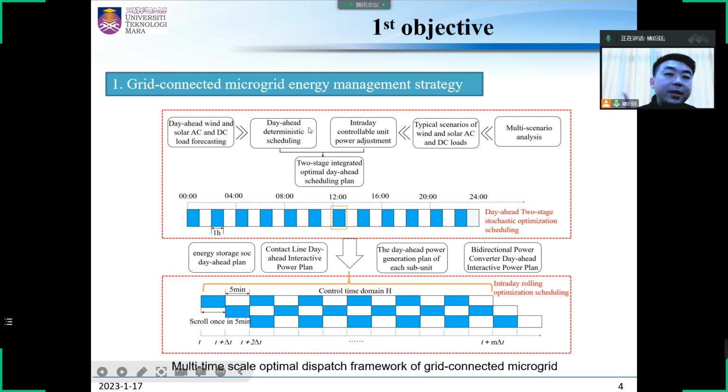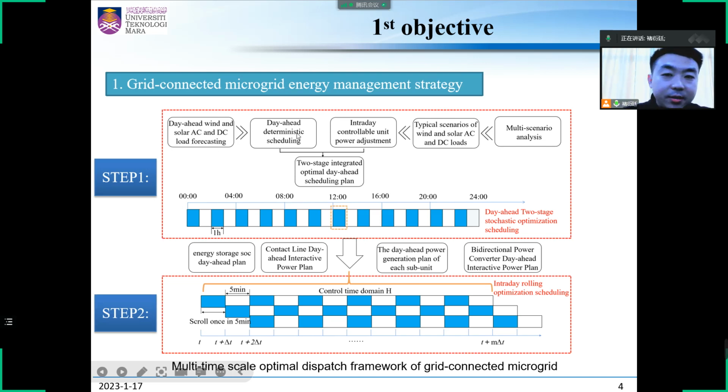And the first objective, grid-connected microgrid energy management strategy. Now we can see step 1 and step 2. Step 1, day ahead. It's very important. Day ahead wind and solar AC and DC forecasting. Day ahead deterministic scheduling and multi-scenario analysis. Typical scenario of wind and solar AC and DC load. Intraday controllable unit power adjustment.